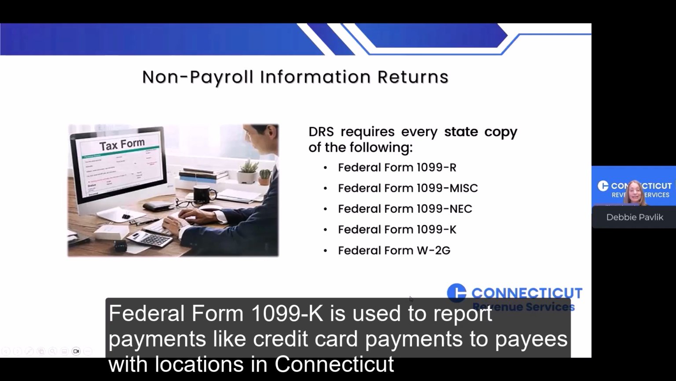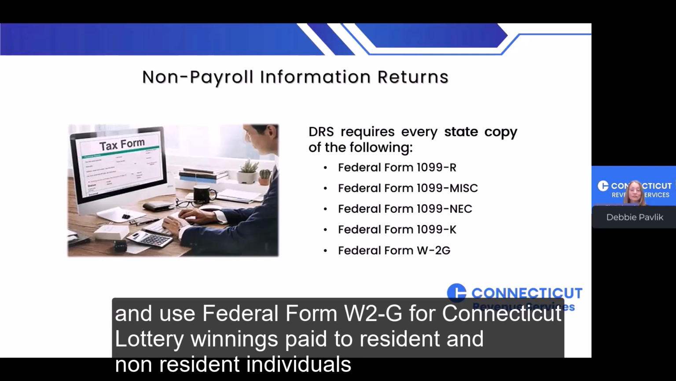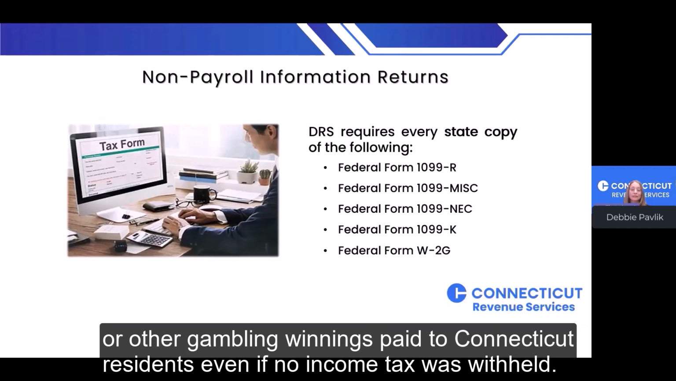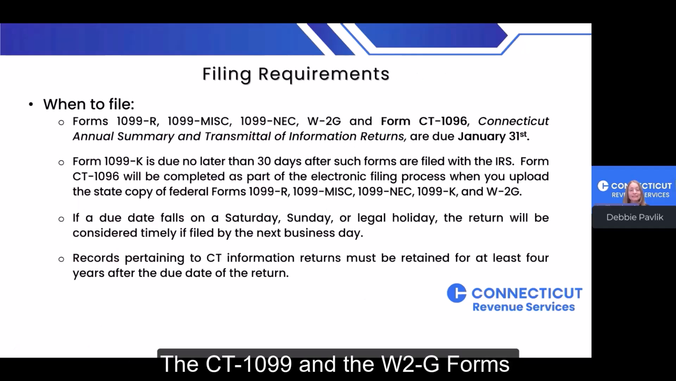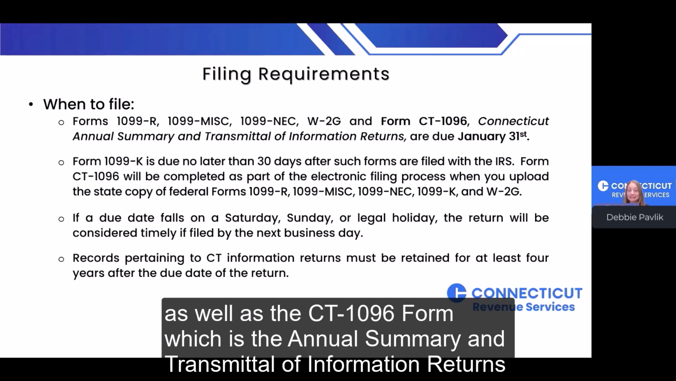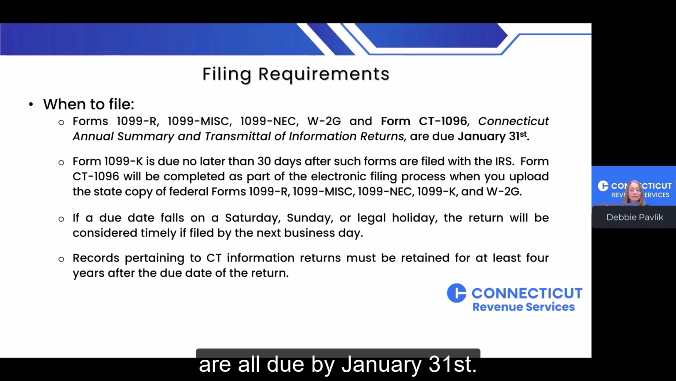Federal Form 1099-K is used to report payments like credit card payments to payees with locations in Connecticut. And use Federal Form W-2G for Connecticut lottery winnings paid to resident and non-resident individuals or other gambling winnings paid to Connecticut residents, even if no income tax was withheld. The CT 1099 and the W-2G forms, as well as the CT 1096 form, which is the annual summary and transmittal for information returns, are all due by January 31st.